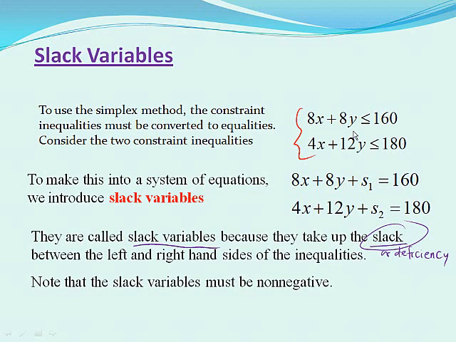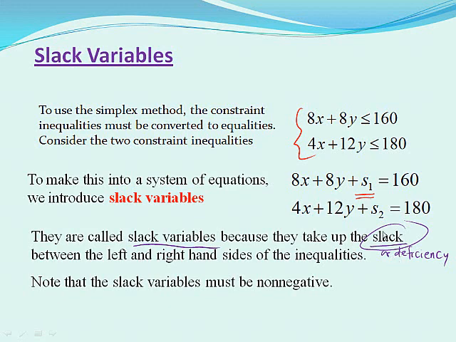Slack variables. To use the simplex method, the constraint inequalities must be converted to equalities. We have these two constraints and we are going to introduce slack variables. We need two slack variables here because there are two constraints. The first inequality is converted to an equation using the slack variable s1: 8x plus 8y plus s1 equal to 160.